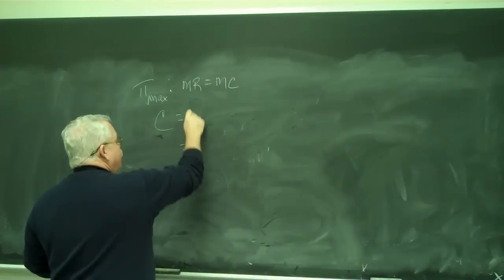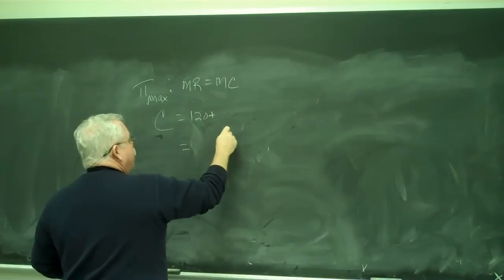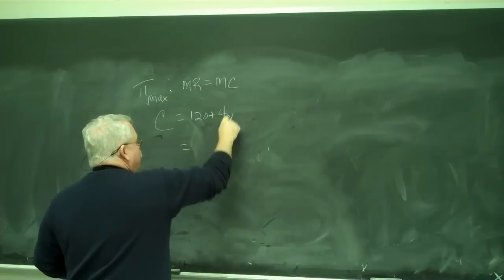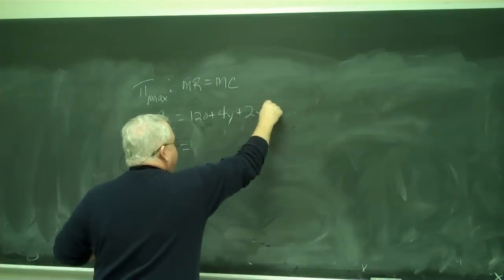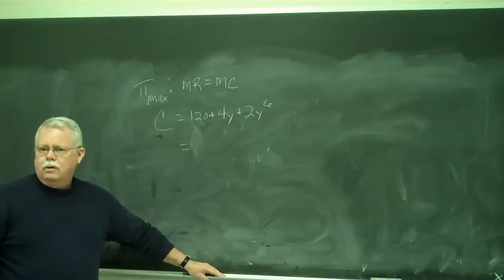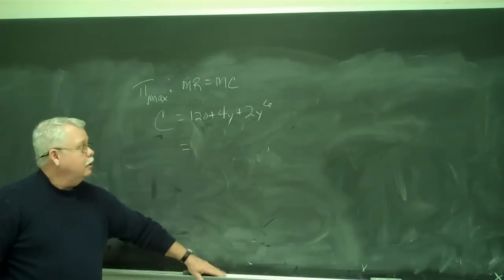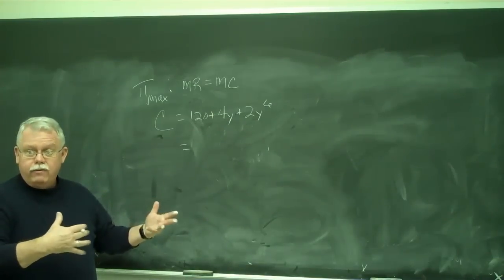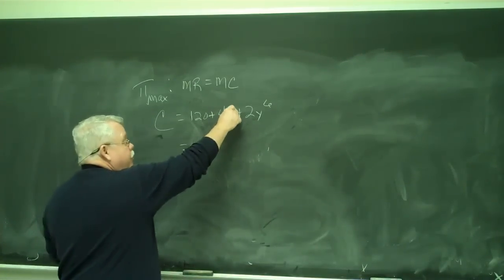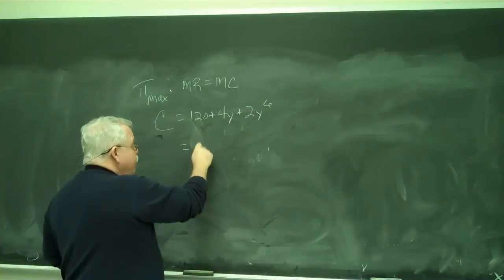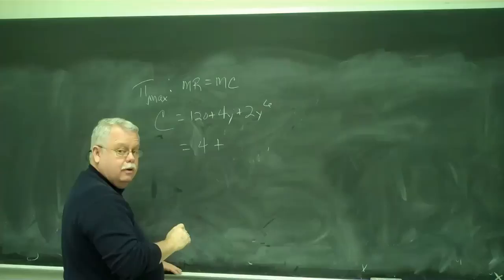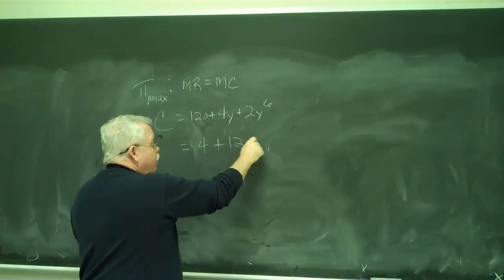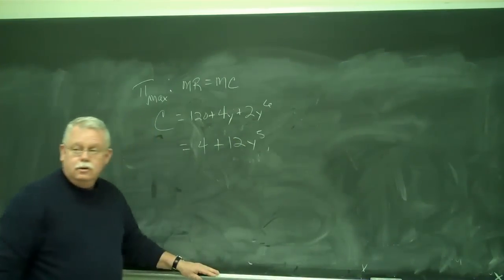The cost is 120 plus 4y plus 2y to the 6th. Well, the 120 drops out because it doesn't have a y term. This is to the first power. So that's going to be 1 times 4 is 4, plus 12y to the 5th. Okay?